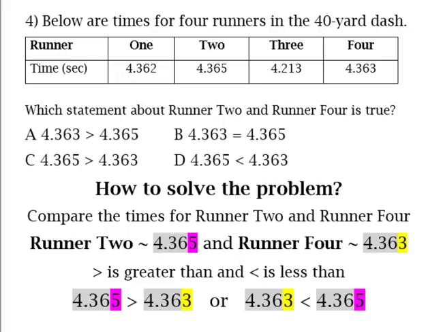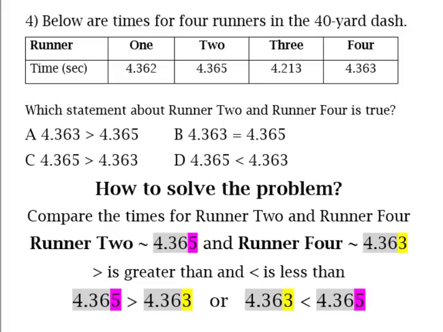4.365 is greater than 4.363. Another way that we can say it is that 4.363 is less than 4.365. And if you notice, for each of these, the sign is open, the alligator's mouth is open to the larger number.